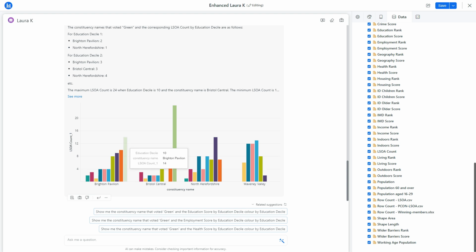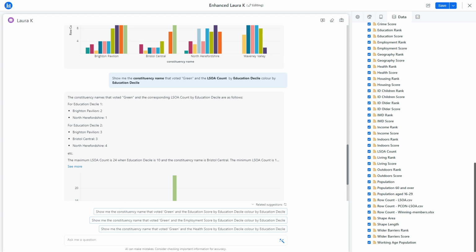So this is decile number 10, and there are 14 LSOAs for Brighton, 24 LSOAs in education decile 10 for Bristol. North Herefordshire is a slightly more rural area, but still the education level is quite high. We only have one LSOA in the education decile of 1. Waveney Valley is again more sparsely populated, but we have a good concentration in the middle deciles for education LSOA. So that gives us the picture for education for the areas that voted green.